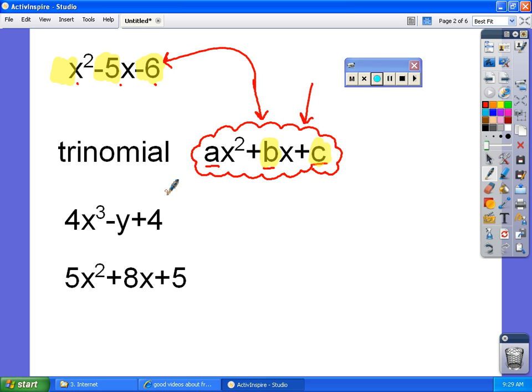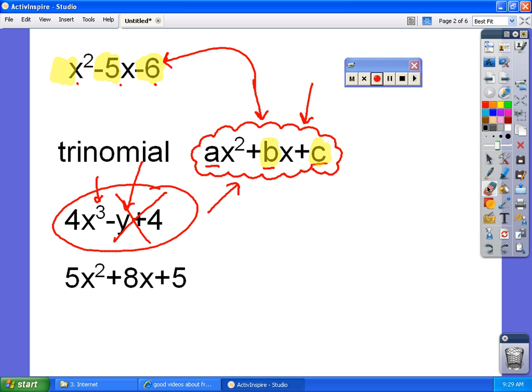Now, here's a trinomial, but this trinomial is not in this form. So we're not talking about trinomials that look like that, because in this one, first of all, you have x to the third power, and then you have another variable, y. So this one definitely does not look like this one. And then here's another trinomial. Now, this trinomial looks very much like this one, so it is in this form.